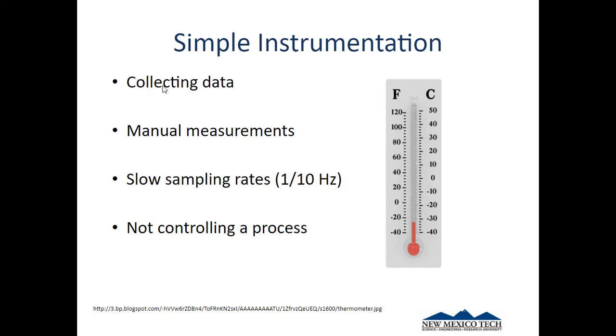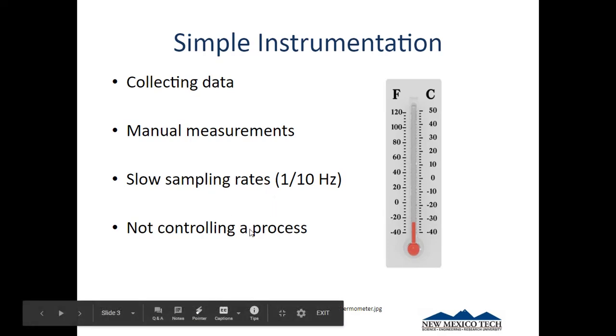So with simple instrumentation, we're just collecting data. We're not really making any decisions based on it. We're taking manual measurements, and they're at really slow sampling rates, like I said, once every 10 seconds or so. And we're not controlling a process. When we think about this, how long could we actually do this? Sitting there taking temperature measurements this way every 10 seconds, maybe an hour or two. I get really old. So we're going to talk about what to do about that.